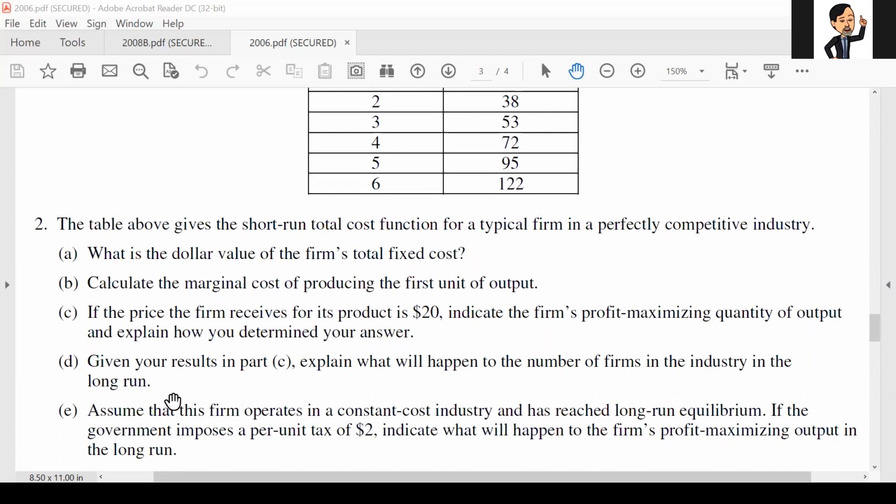All right. Assume that this firm operates in a constant cost industry, meaning that no matter what their output is, their minimum average total cost stays the same, and has reached long run equilibrium. If the government imposes a per unit tax of $2, what will happen to the firm's profit maximizing output in the long run? Let's see, if we put a $2 per unit tax, will people buy more or less? Which means their profit maximizing output will, there you go. Done.